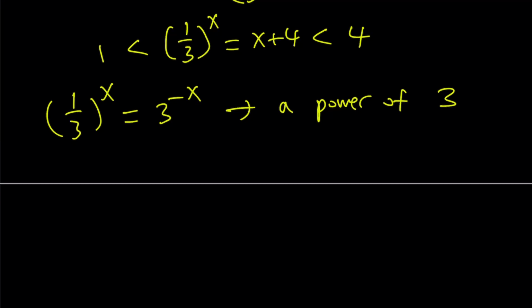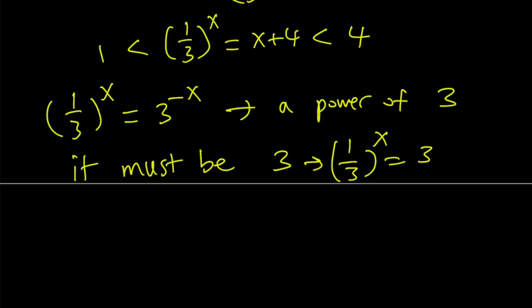So we're only looking for a power of 3 on this interval. The only power of 3 between 1 and 4 is 3, right? So the y value, which I refer to as it, must be 3. This implies 1 over 3 to the power x equals 3, which means x is equal to -1.